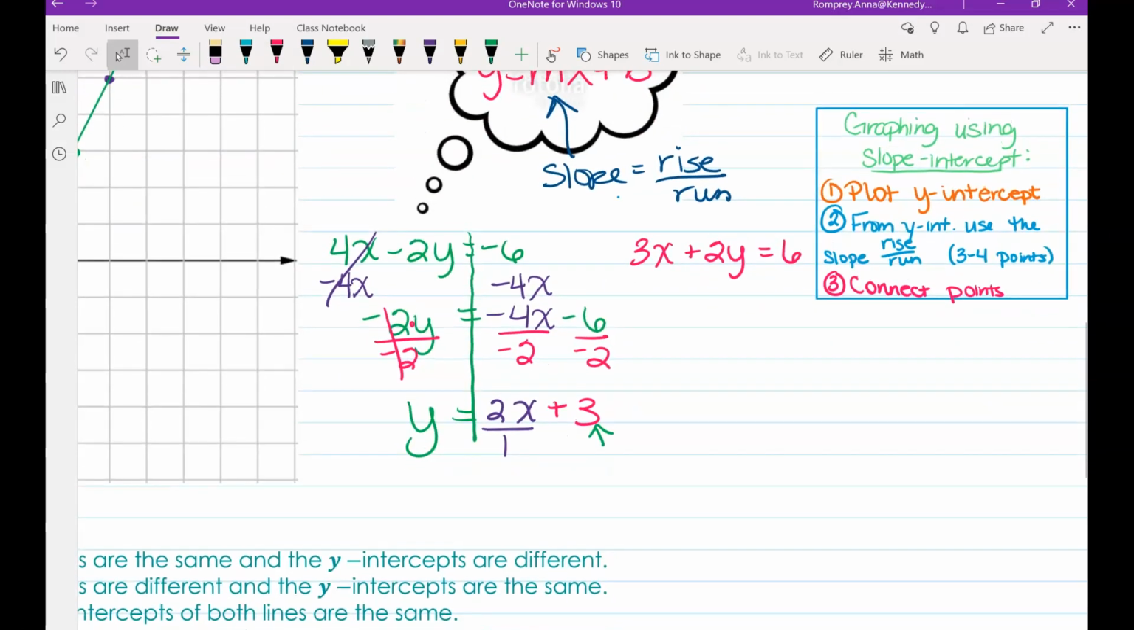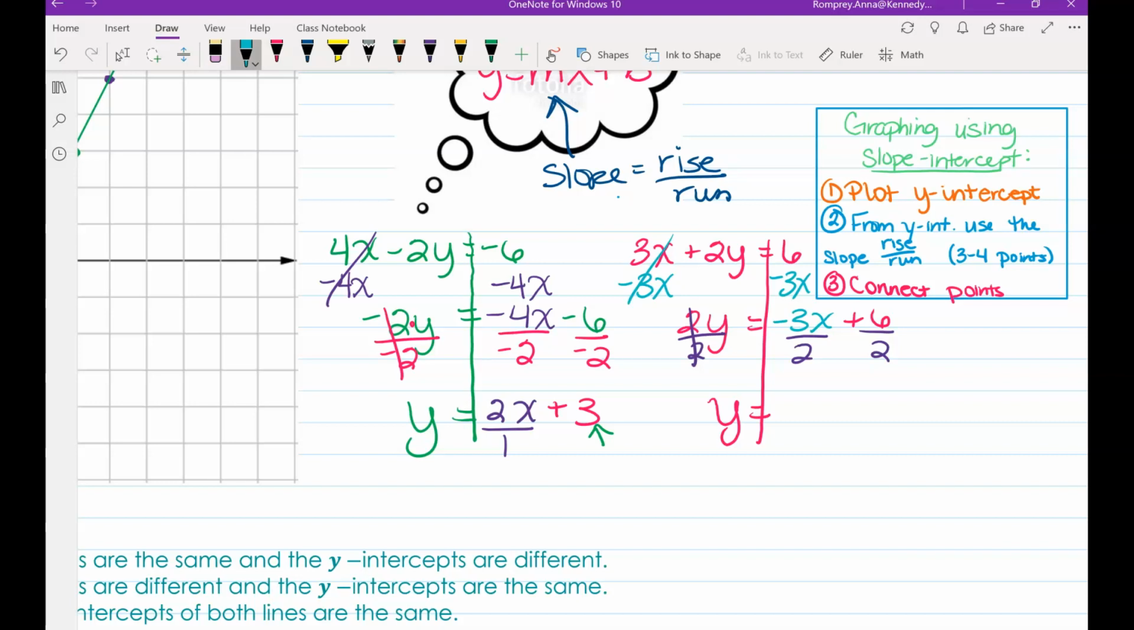Alrighty, so I'm going to go ahead and put this in slope-intercept form. So I'm going to isolate my 2y. So first thing, subtract 3x. So I have 2y equals, I'm going to write my mx first, so -3x plus 6. And I'm going to divide all of my terms by 2. So y equals -3/2 x, or you can write -3x over 2, remember that same thing, and then plus 3.